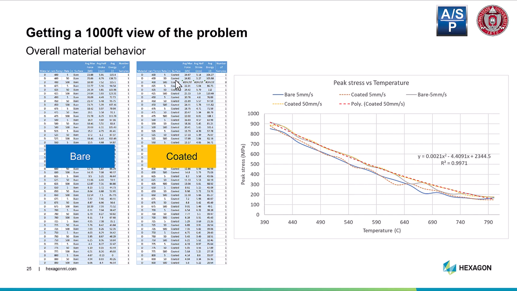So we use that information to build this database of bare versus coated material, the same substrate, but with and without zinc coating, to understand, for example, how much stress it can resist at a certain temperature before it breaks. And the curve fitting that you see here to the right is exactly that: how much peak stress at a certain strain rate was achieved before the material lost its strength. And that's over a certain range of temperature, which is when zinc is present in the liquid phase.